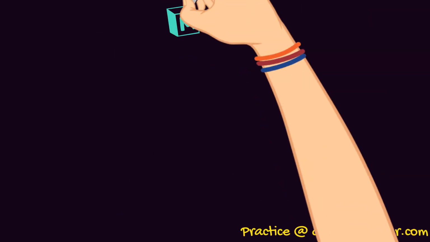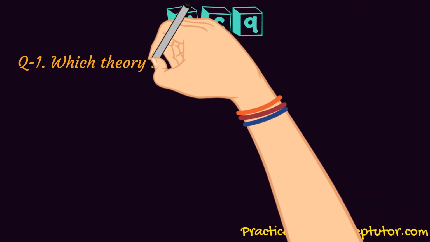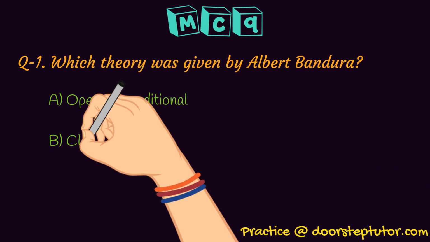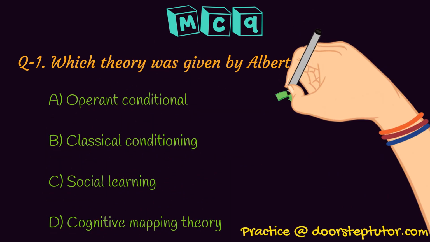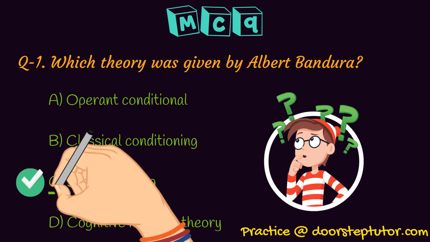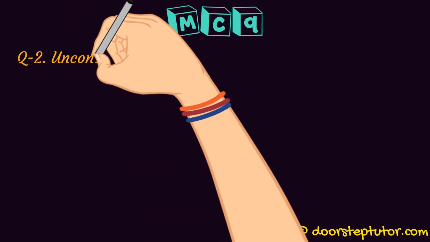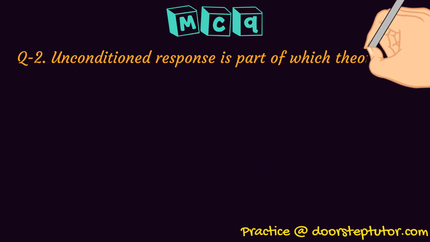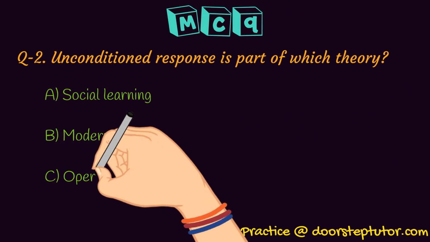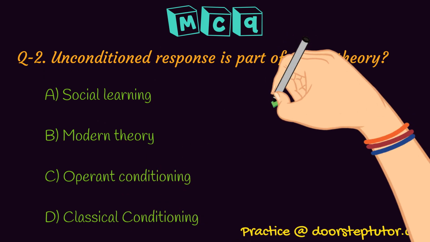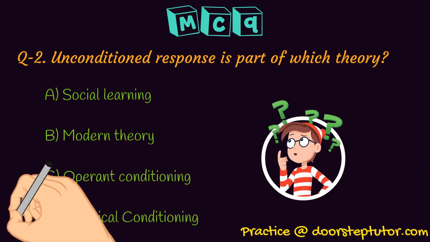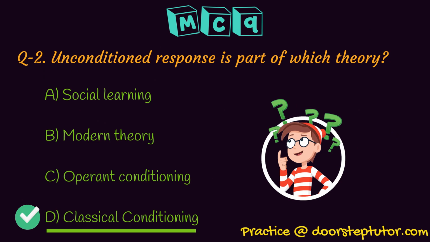Now let us practice some important questions. Which theory was given by Albert Bandura? We just now discussed that social learning theory was given by Albert Bandura, so the correct answer is C. Unconditioned response is part of which theory? We discussed that unconditioned response, conditioned stimulus, and all are part of classical conditioning, which was given by Ivan Pavlov. Right. So he performed this on a dog.